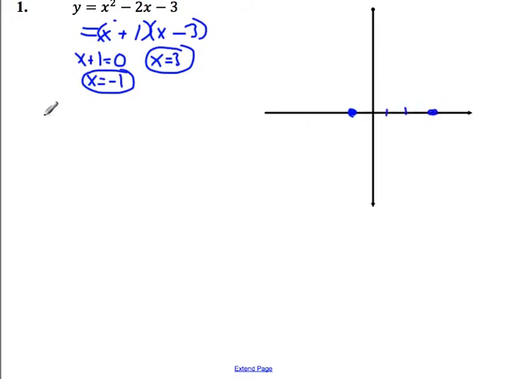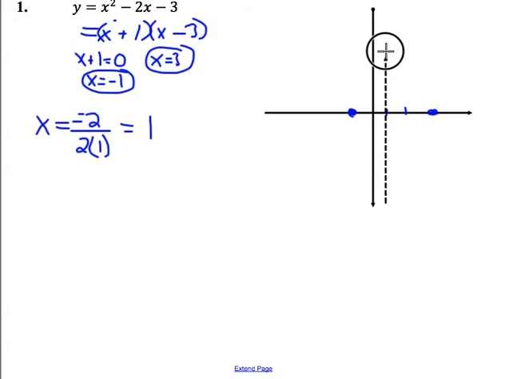Okay, then we're supposed to find the vertex, so we're going to go x equals negative b. Oh, negative, negative, right? I got to watch that. 2 negatives on this one. Negative b over 2a, and a up here is 1. So I'm going to have positive 2 over positive 2 is 1. So it looks like the vertex line, the axis of symmetry, is at 1. So I'm going to draw that with a dashed line. Let me do that. Okay, so I'm going to do a dashed line at 1. There we go. And I'm also going to label it. Make sure you label your line. So x equals 1. There's the axis of symmetry.